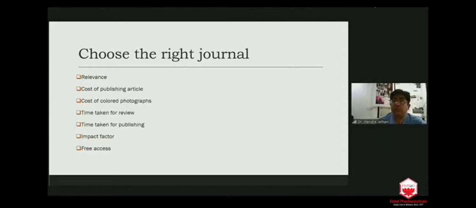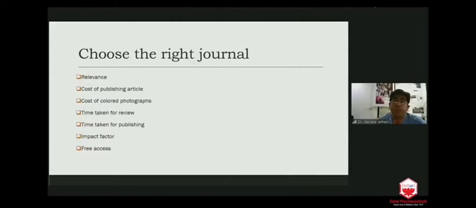A few journals would charge a fee for publication. Even if they don't charge a fee for publication, there can be a cost for colored photographs, like American Journal of Ophthalmology. There are a lot of journals that charge for colored photographs. Indian Journal of Ophthalmology charges a very minimal amount, but they do charge for colored photographs.